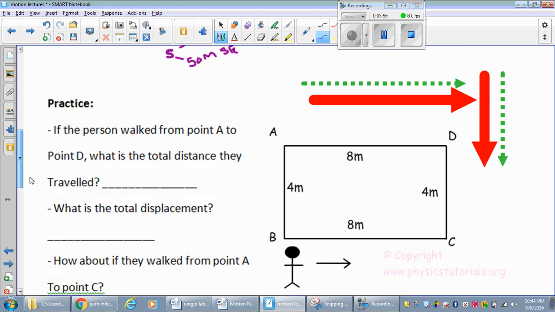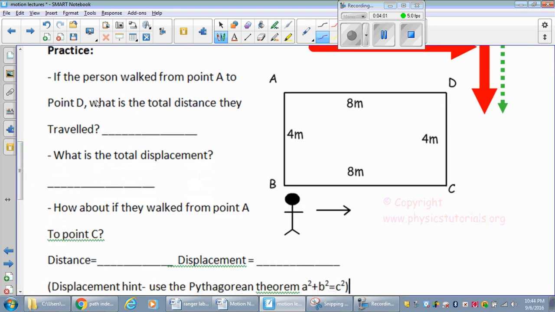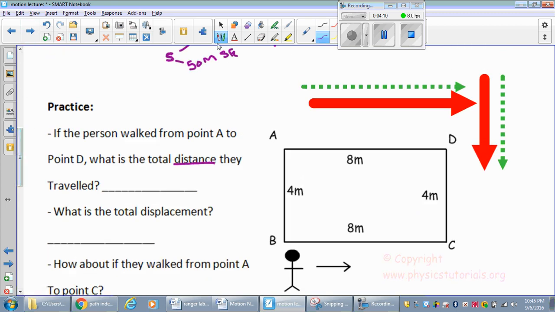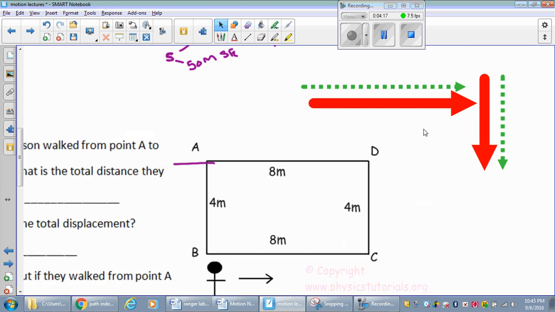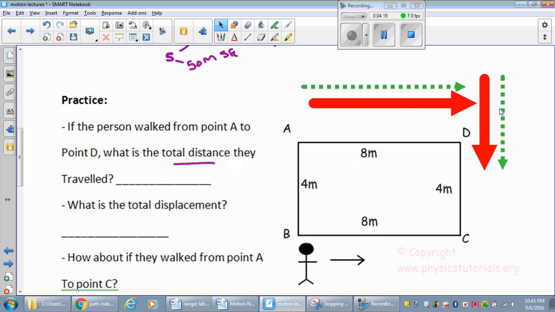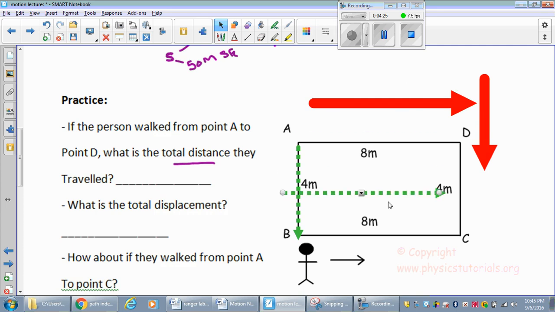Okay. So let's look here, let's practice. The person walked from point A to point B on this rectangle. What is the total distance? Remember, distance is scalar, right? Okay, so let's see. So point A, and we're going to assume they walk downward. A to point D, so down A, so that's 4 meters, and then we're going to go to point D, right?